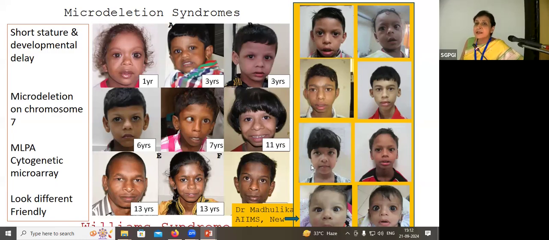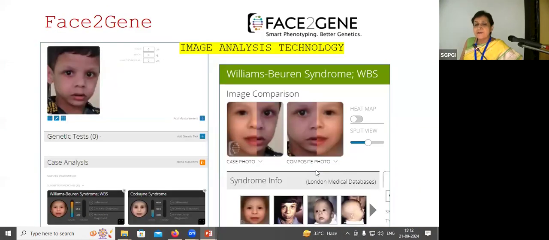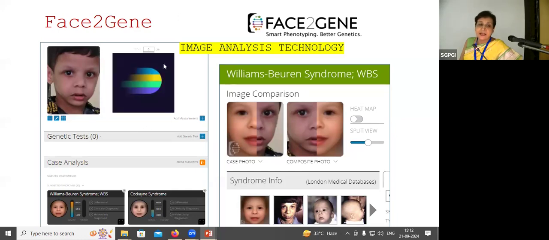Once you see, you may make the diagnosis. But now there is also an easier face recognition app. We know how face recognition technology has very much improved. What is this sign for?